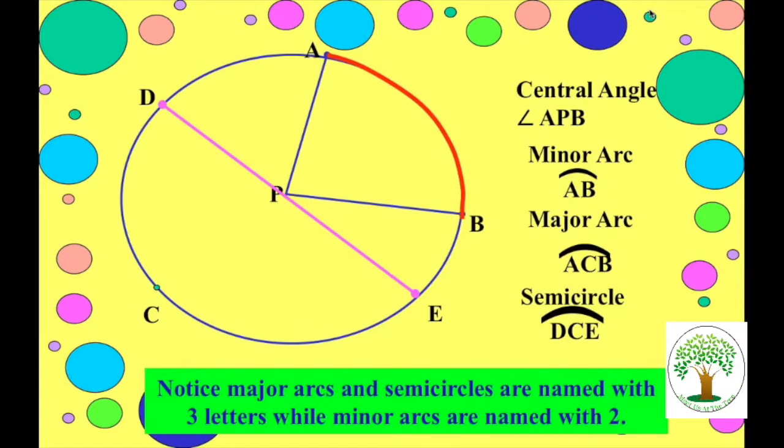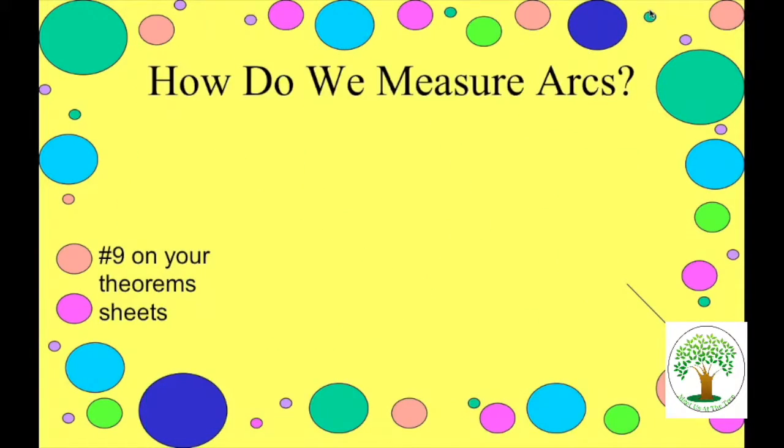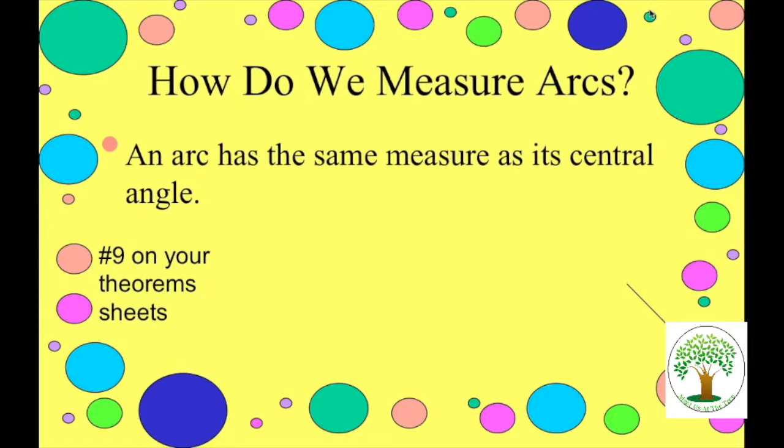Questions? What about congruent? Now we're going to talk about that. How do we measure an arc? This is number 9 on your theorem sheet. That's the one that doesn't have a picture to it. I can give you a picture if you'd like one.